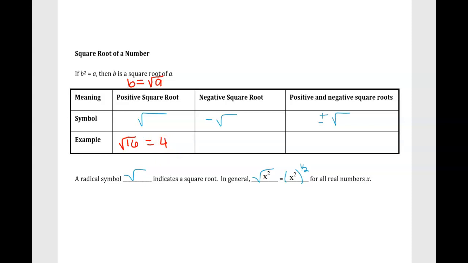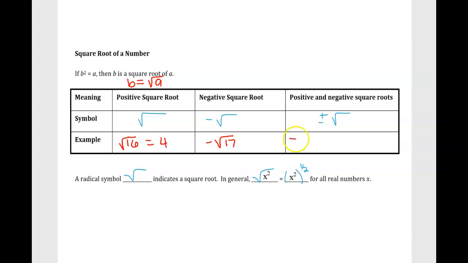A negative square root of a maybe non-perfect square could look like negative the square root of 17. So that's something where we don't need to simplify it. 17 is prime, but it's negative. The negative can be outside a square root. It cannot be in the square root. So negative can be outside, but not in.